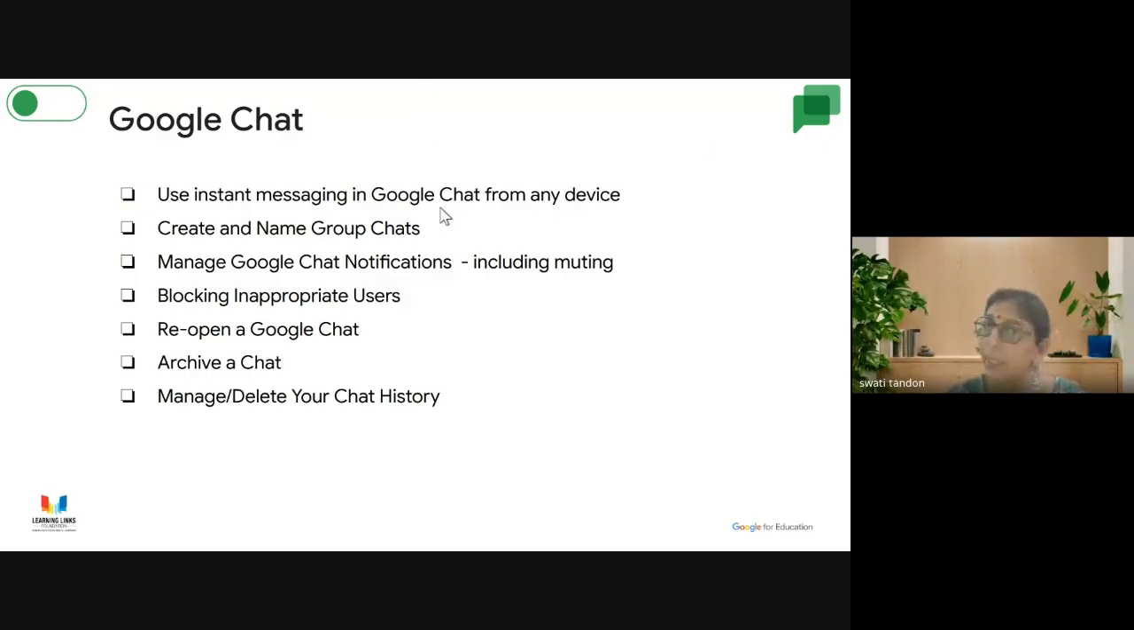We have learned that from whatever device you have logged in, you will be able to use chat. We have seen how to create, name, and group the chat. We have seen how to manage the notifications of the chat, blocking, and how to delete a chat. If I have deleted a chat and want to start a chat with someone, I just have to search for that particular person. I can archive, start chatting, reopen my chat, and start chatting with that person again.